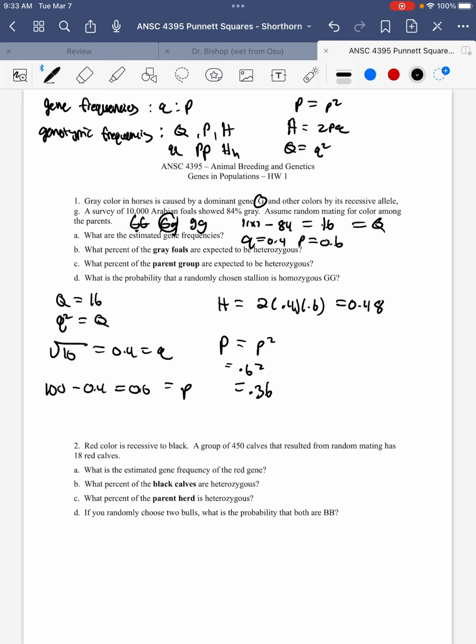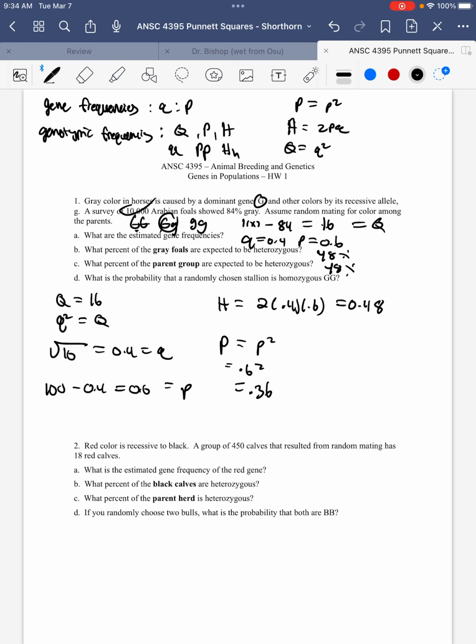Okay, and what percent of the gray foals are expected to be heterozygous? So that's a big G, little g, and we know that that is equal to H, which means it's 0.48, so it's going to be 48%. And what percent of the parent group are expected to be heterozygous? And that's the Hardy-Weinberg equilibrium. So that's going to be the exact same, since it's a big group of over 10,000 horses. So that's also going to be 48%.